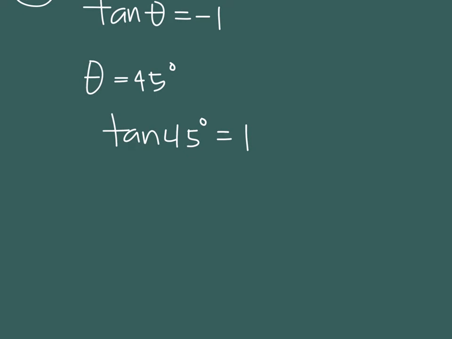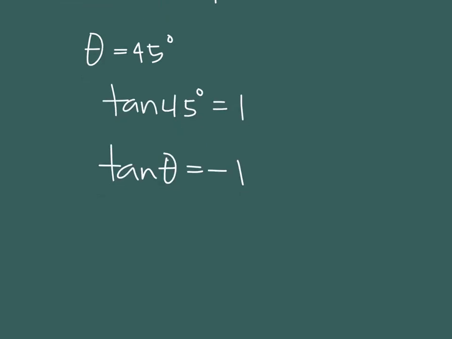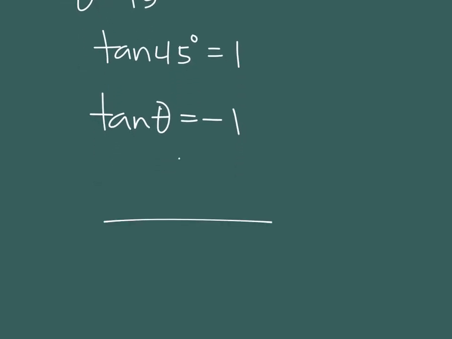We have to make use of, well, the given problem: tangent must be negative 1. So we have to locate where the tangent is negative. Under which quadrant from 0 to 360 is tangent negative? 2 and 4. It could be in the second or in the fourth quadrant.